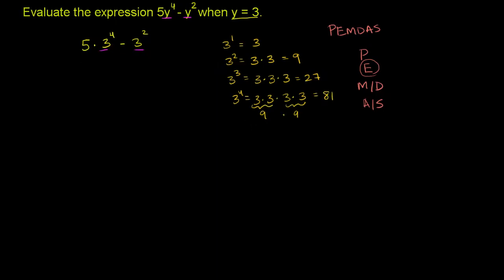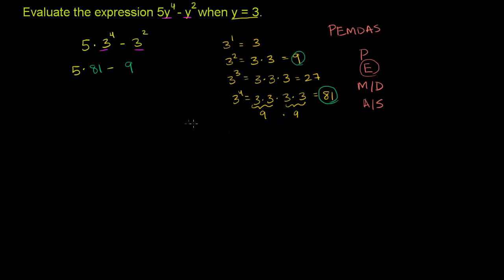So this is going to be equal to 5 times 3 to the fourth. 3 to the fourth is 81. So 5 times 81 minus 3 squared. And we have 3 squared right over here. It is equal to 9. 5 times 81 minus 9.